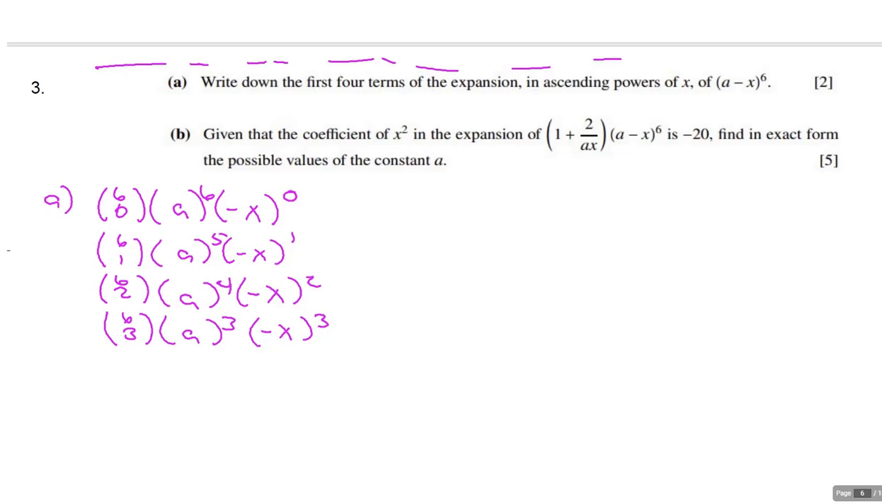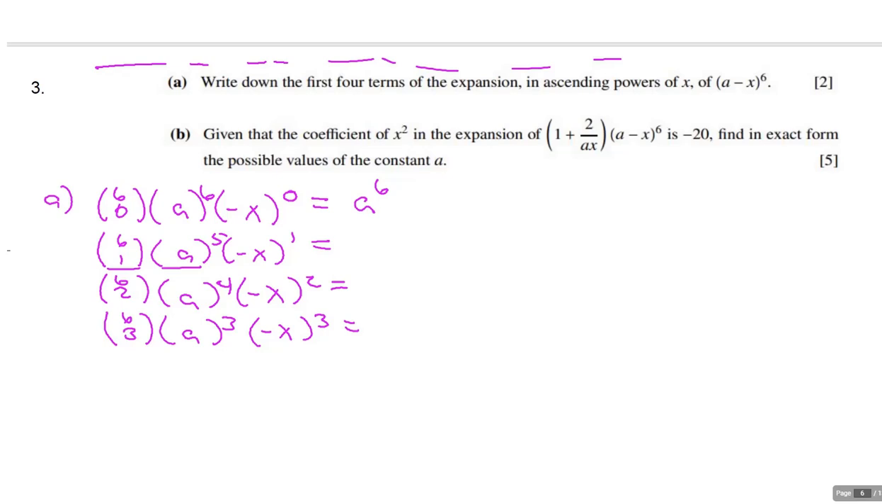All right. So then we got to figure these out, right? These first couple aren't that hard because 6 choose 0 is 1 and this is 0. So what's this first term going to be? a to the 6. And this is going to be 6, and this is going to be a to the 5th, and this is going to be negative x, right? So what's the number going to be?